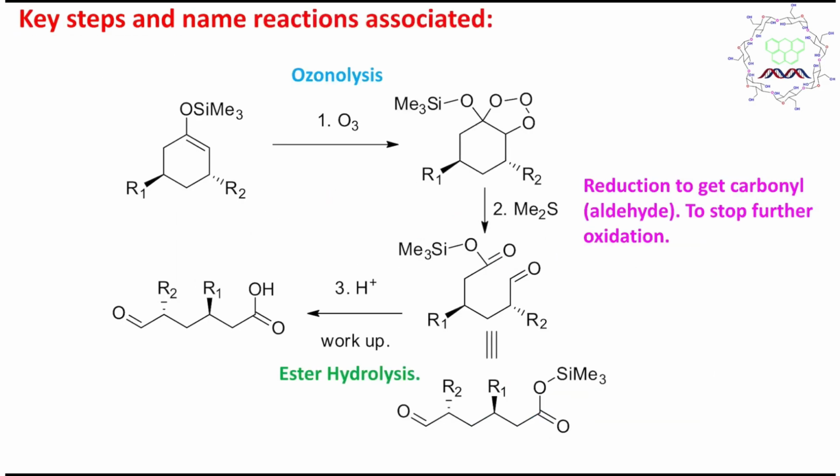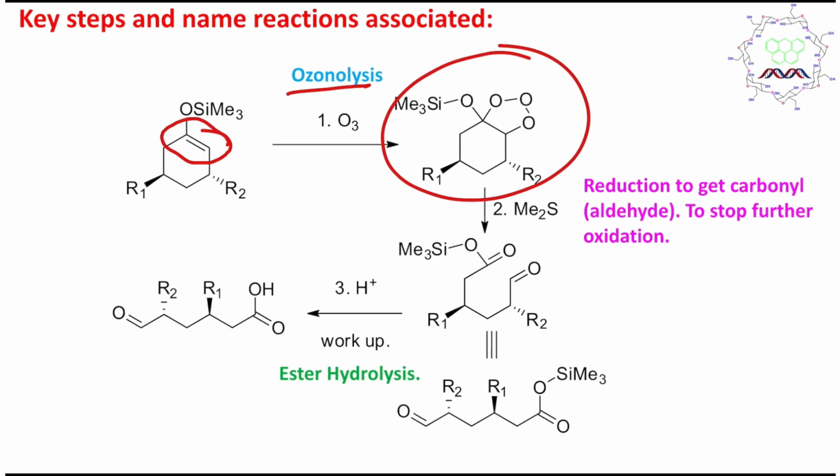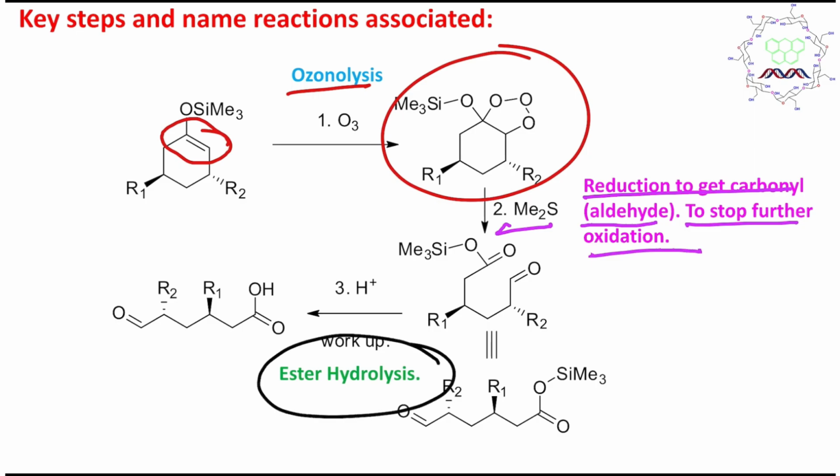Now in this case, student, what are the name reaction or key step associated with this conversion? First step is ozonolysis of this activated alkene, or you can say enol ether, to the corresponding ozone-added species. Subsequently, this dimethyl sulfide acts as a reducing agent to get the carbonyl aldehyde. Actually, it stops the further oxidation. And the third step is workup, which is nothing but an ester hydrolysis.